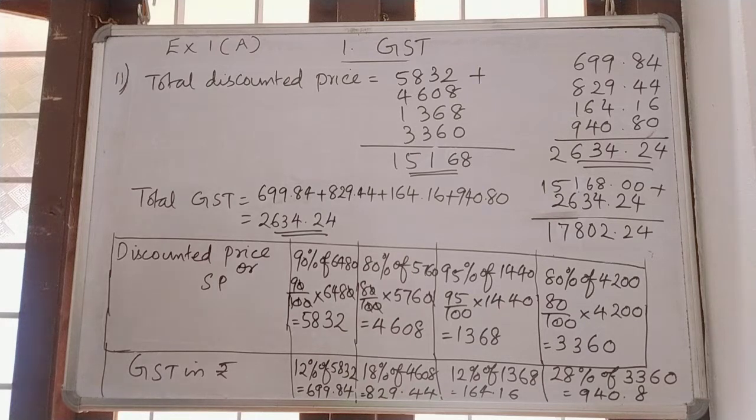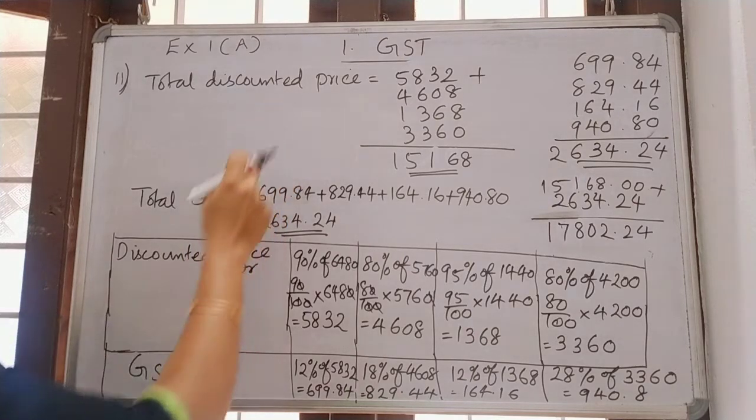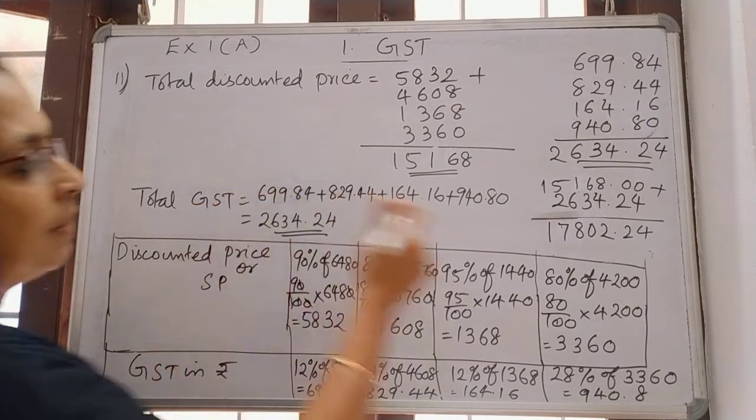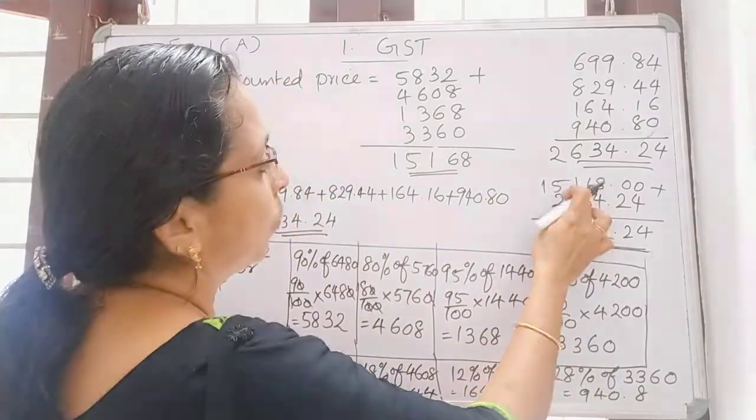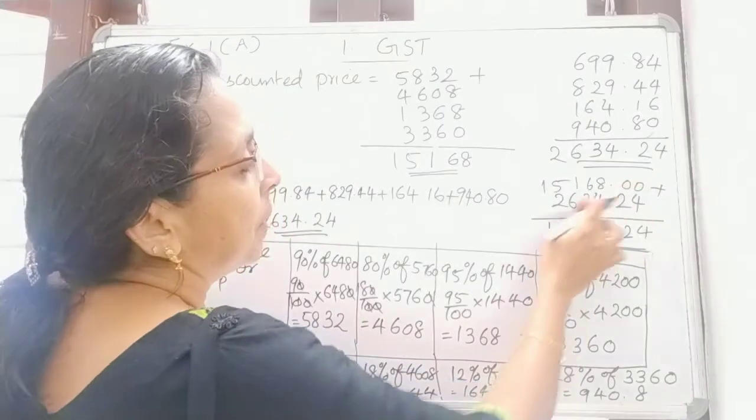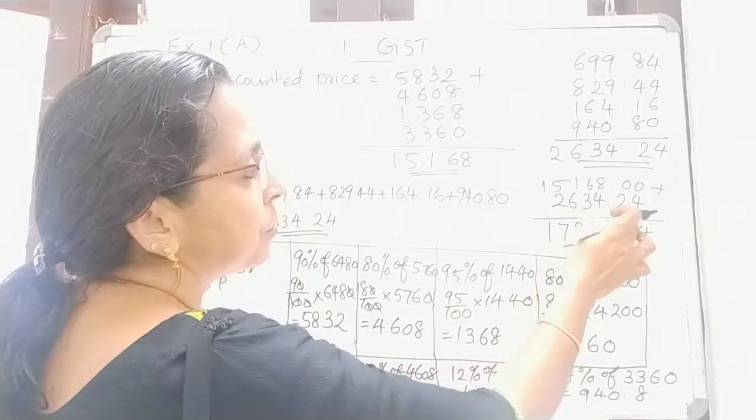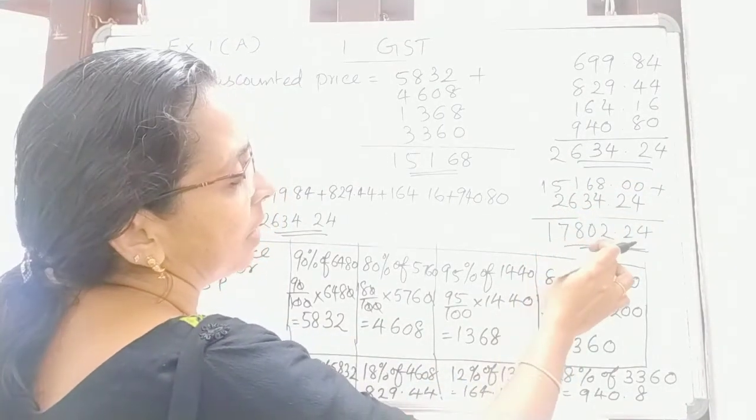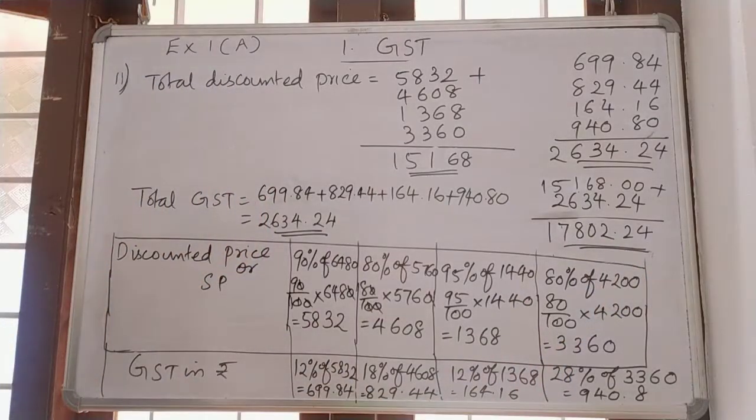Next we want to find the total amount on the bill. So how can we find the total amount on the bill? Total amount on the bill is equal to total discounted price plus the total GST, that is 15168 plus 2634.24. So 17802.24 is the total amount on the bill.